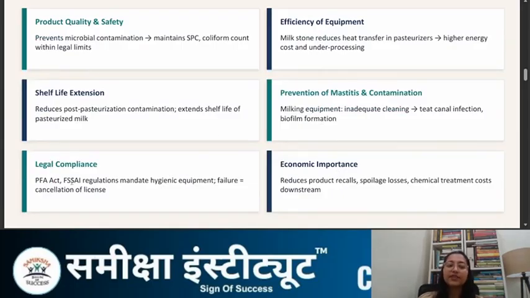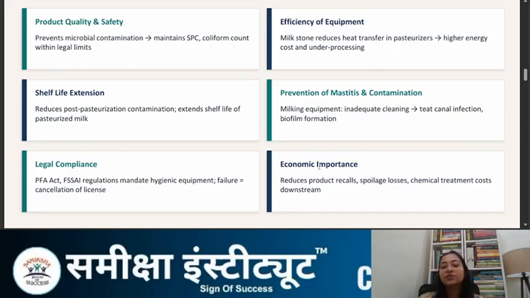Then next, we also need to improve legal compliance. How will we do that? We will ensure that there is no microbial contamination, SPC is maintained, and coliform count is within the legal limits. As per the PFA Act and FSSAI regulations, we need to have hygienic equipments, otherwise there will be cancellation of the dairy plant's license.